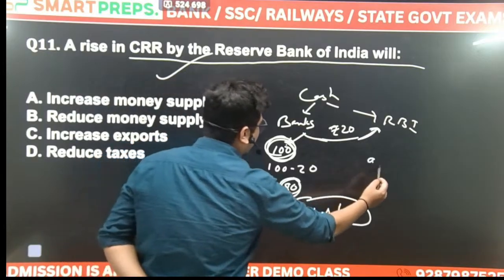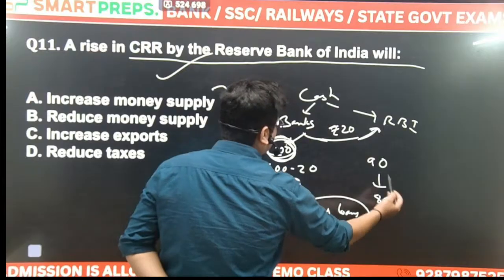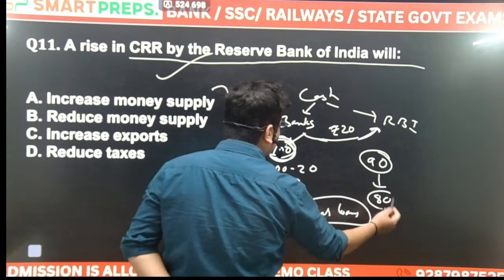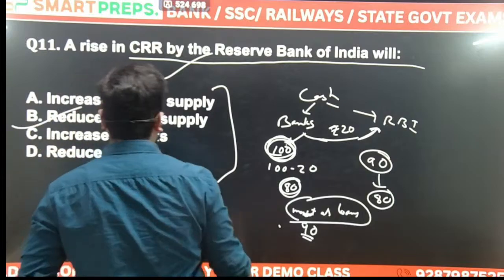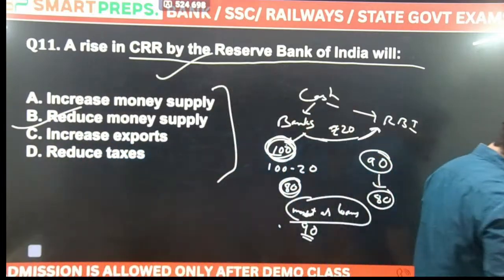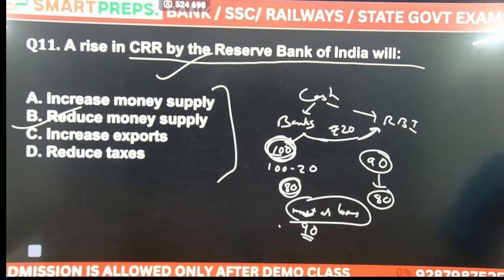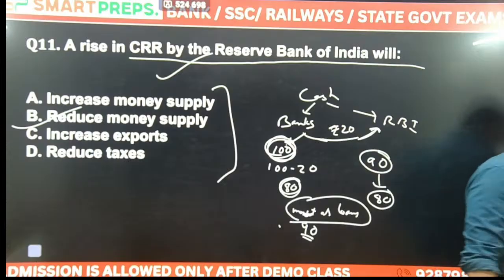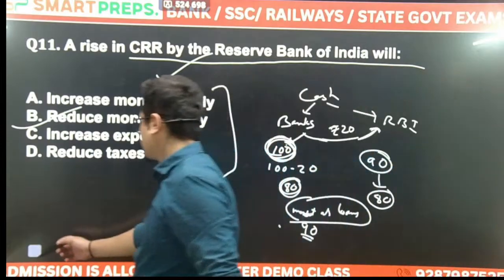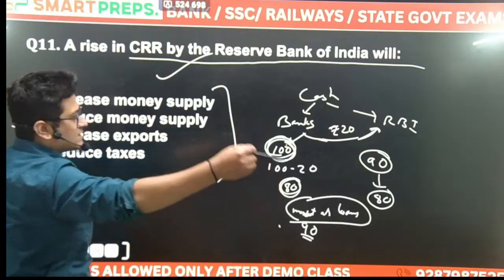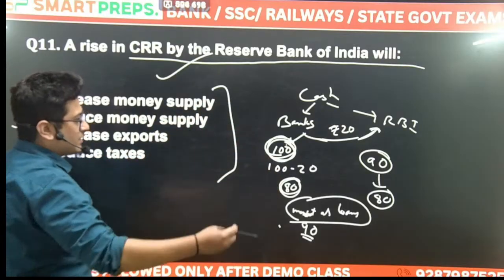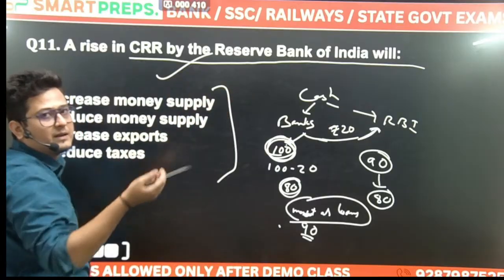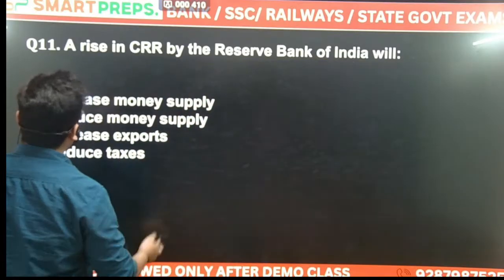So from 90, what happened? It has reduced to 80. So money supply was 90 before, now it has reduced to 80. अभी क्या हुआ? Reduce money supply. The money supply has been reduced. Got it? Because they have to keep more part of their deposits in the RBI as CRR. Because they have increased the CRR, so the deposits will be less. So they can give less money to the people.